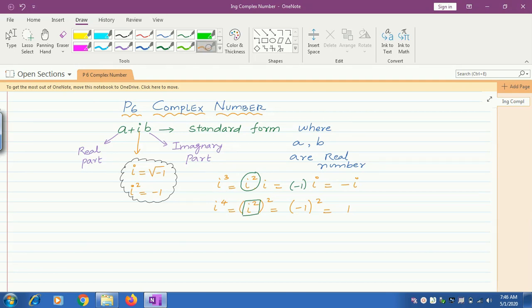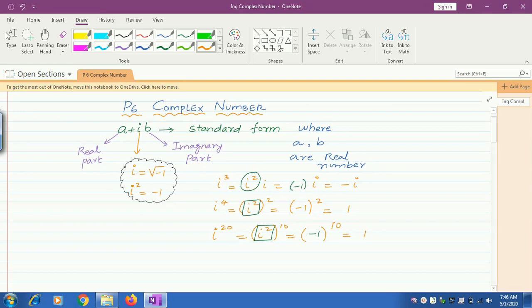Suppose you deal with a big number, for example i power 20. How will you write i power 20? Just split 20 as 2 into 10. Is it right? i power 20 can be written as i square whole power 10. Since i square value is minus 1, it is minus 1 to the power 10. Since it is minus 1 to an even power, the value is equal to 1.